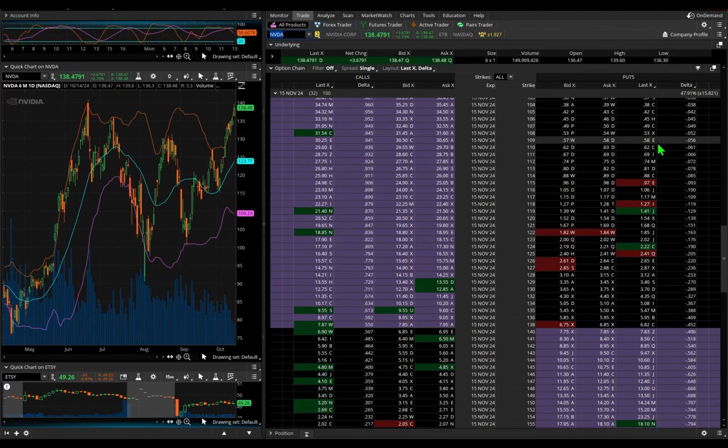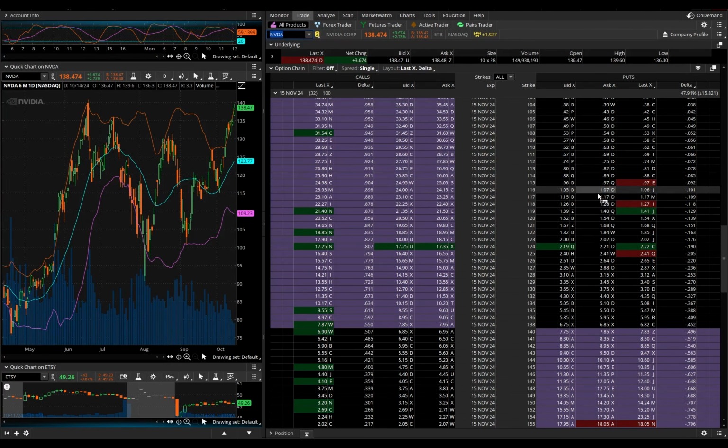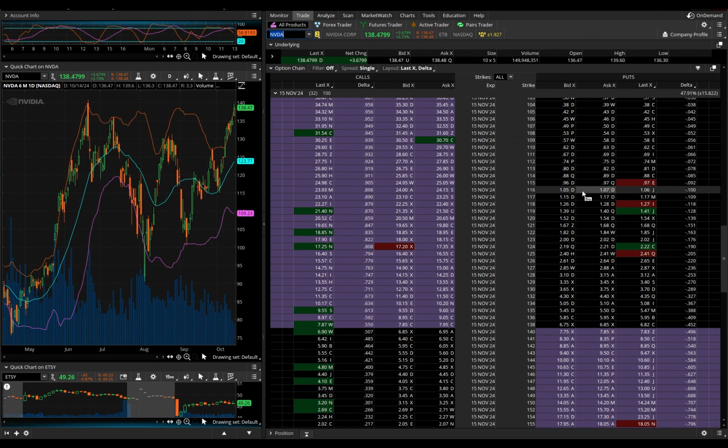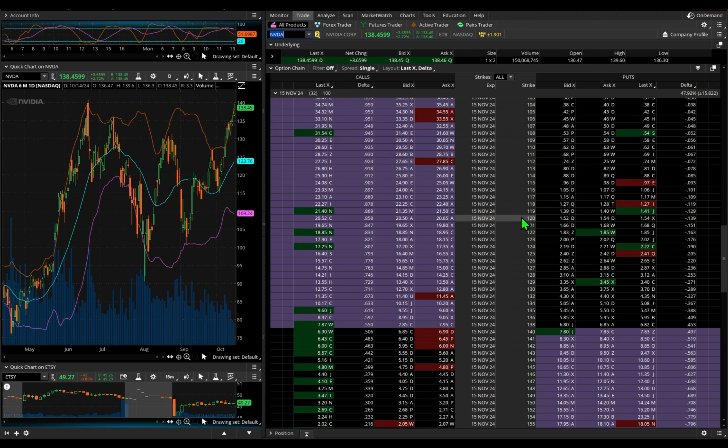Now, me personally, I would probably want to be somewhere between those numbers. I think I would go right at a delta of 10, which would put us right at the $116 strike. And we get paid anywhere between $105 and $107 for selling that put right here, right now. So let's look at another chart.